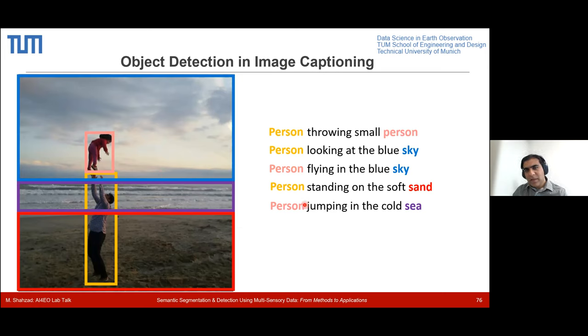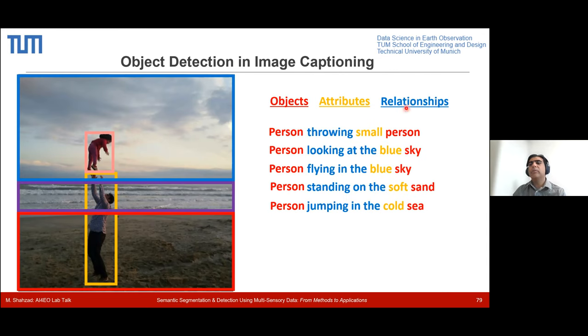If we focus on that, there are three essential components in caption generation. The first is the objects we are really interested in, which we need to identify in the image to generate the captions. The second is the attributes of a particular object. For example, the person is small, the sky is blue, the sand is soft, and the sea is cold. The third is the relationships from one object to another, such as throwing, looking at, flying in. People have used these three essential components, objects, attributes, and relationships, to make a graph data structure to represent the knowledge base.